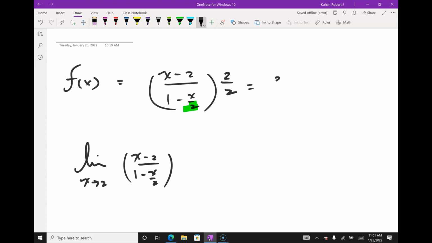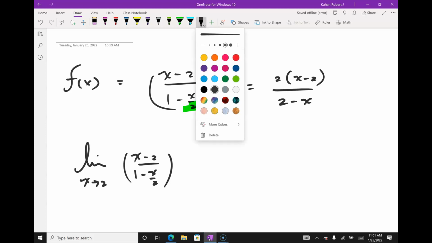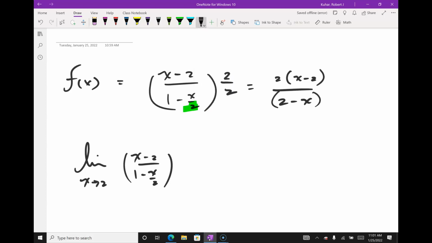And so what do I get here? I get 2 times x minus 2 over 2 minus x. I should see opposite factors there. If you don't see opposite factors, factor out a negative. I factored out a negative from either upstairs or downstairs, your choice. And now those cancel. This is still f of x as long as I keep my domain, or I could think of it as a new function and not care about the domain.